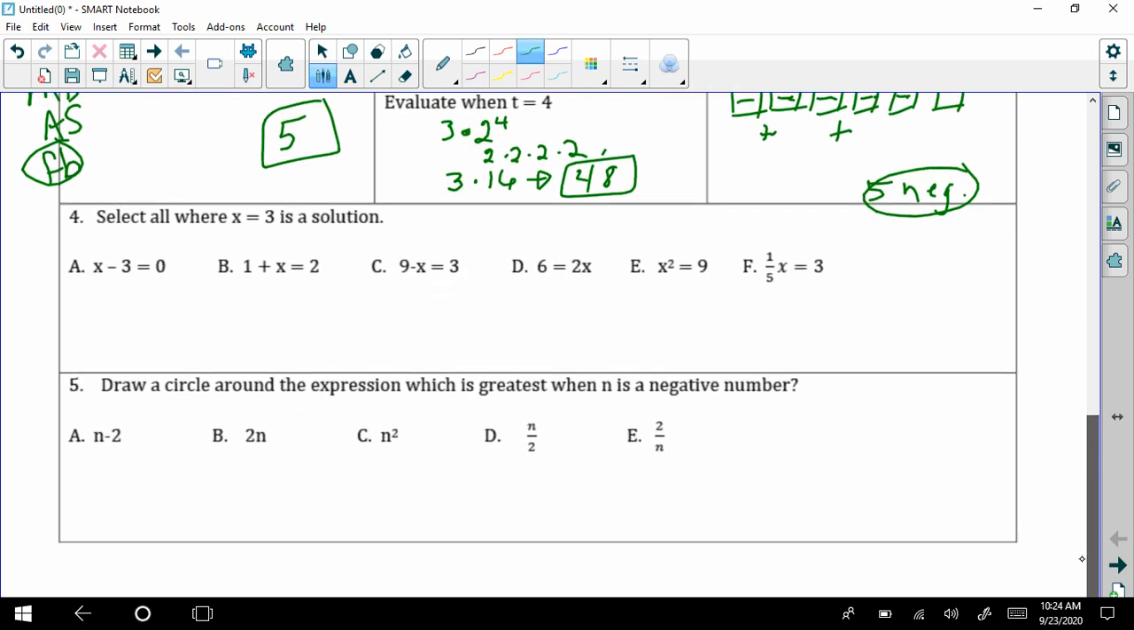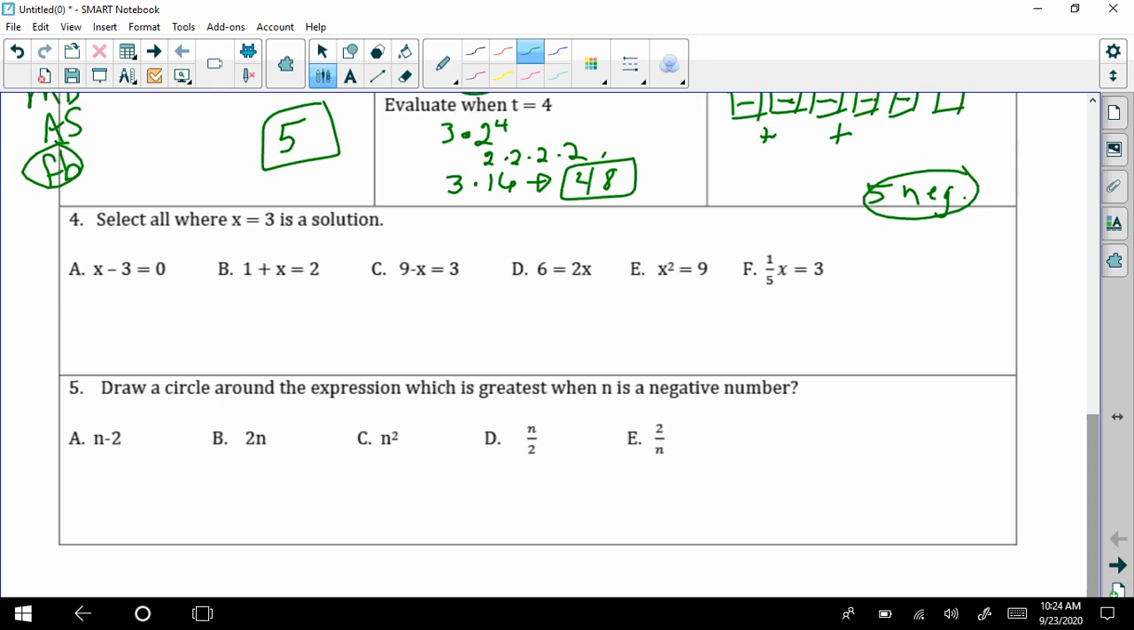Number 4. Select all where x equals 3 is a solution. So basically, I want you to plug in, either solve or substitute and simplify. You can do it either way. So on this one, if I plug in a 3 for x, it's going to be 3 minus 3 equals 0. 0 equals 0. That's true.